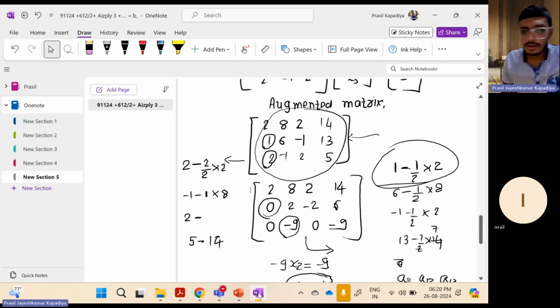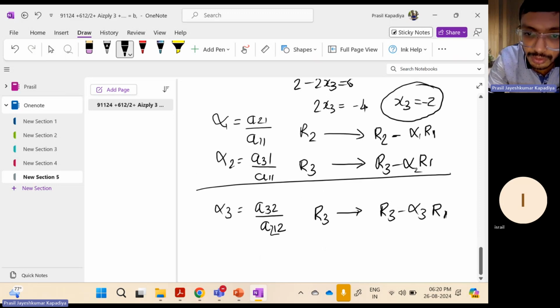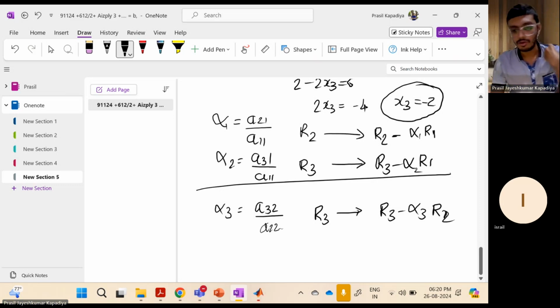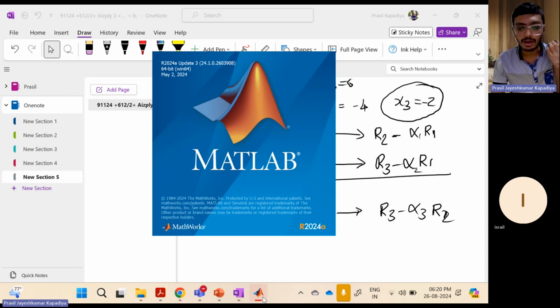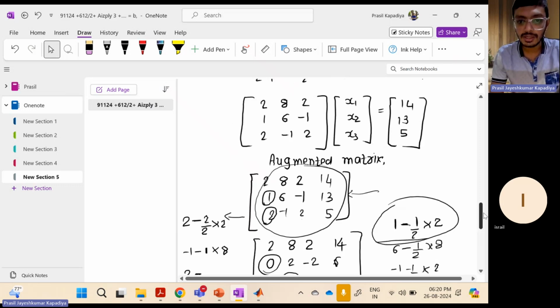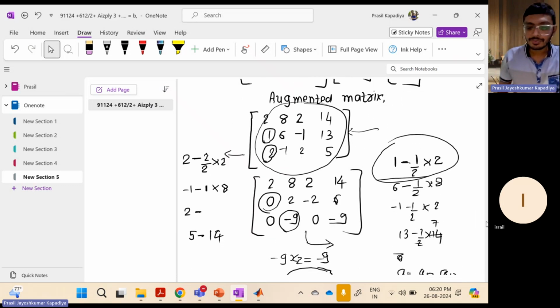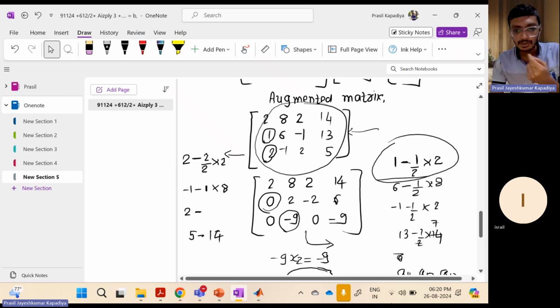Sorry, here we will do it with this term, not here. It is A22, not A12. It is A22 and with R2. Okay, so this is how we solve it. Why did we choose this R2 term? Because here the first element is already 0, so we don't have to play. Okay.